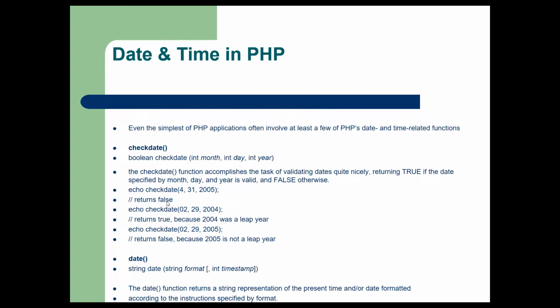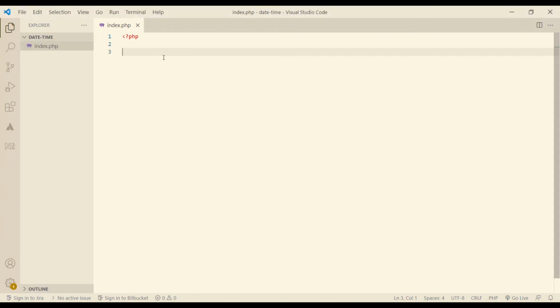there is no 31st of April. And if we provide 29th of February with the year 2004, it should return us true because 2004 is a leap year. So the checkdate method will also consider leap years as well.